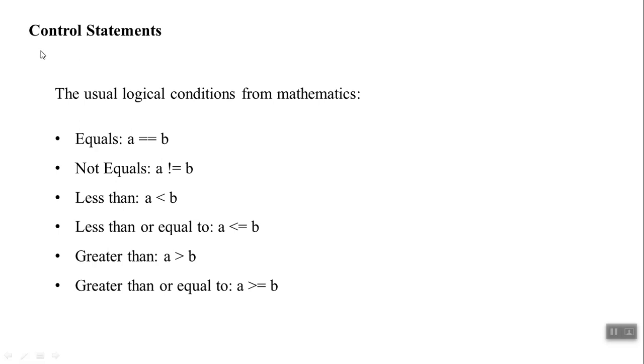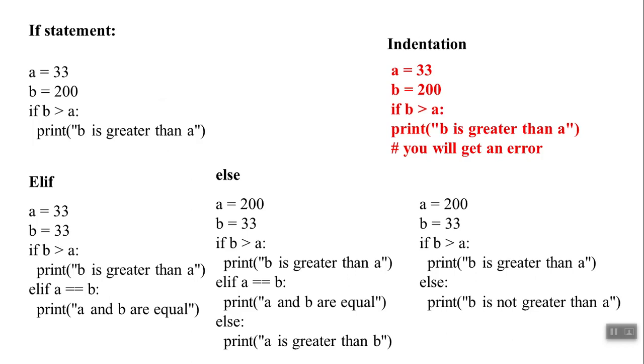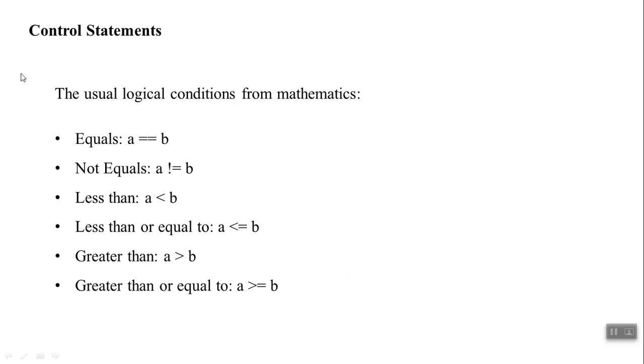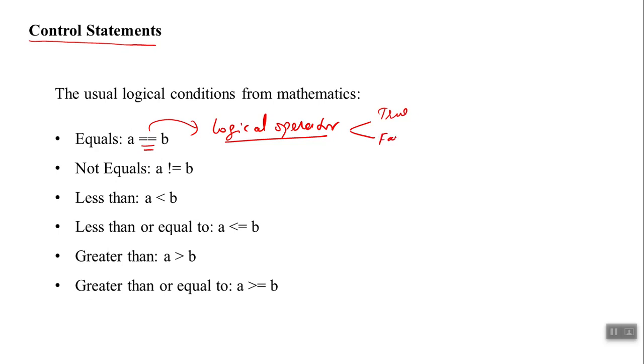Now, while we are going for a control statement, you know that we will be using these logical conditions, right? These are called logical operators. We use them when we want to check a condition, whether it is this or that. Logically, what will be the output of a logical operator? It will be either true or false, right?